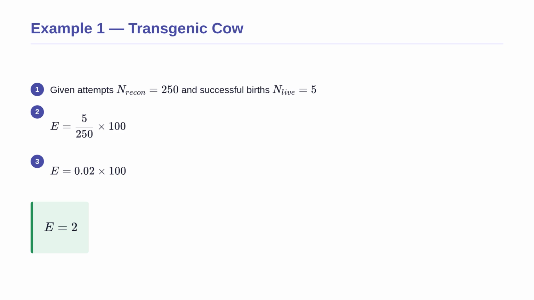We substitute 5 and 250 into our equation. Dividing 5 by 250 gives us a decimal value of 0.02. Multiplying by 100 converts this to a percentage. The final answer is 2%. This physically means that for every 100 embryos painstakingly reconstructed, only 2 survive to become live calves.